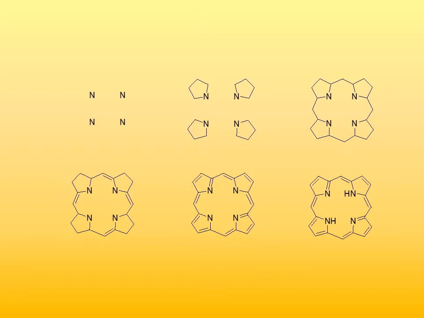So we start by drawing 4 nitrogen atoms in a square. So very simple first step. And then we draw a 5-membered ring, or make that nitrogen atom a part of a 5-membered ring. And you can see how those 5-membered rings should be oriented.